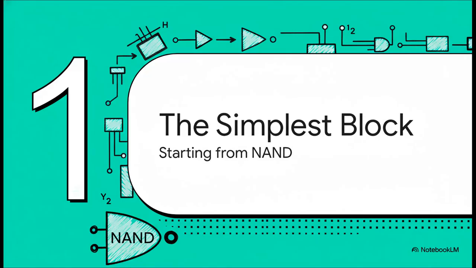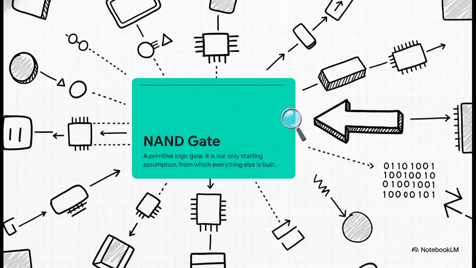We're starting at the very, very bottom. So for a second, just forget everything you know about processors or memory. We need to go even simpler than that, way more fundamental. Okay, say hello to the NAND gate. This little thing right here, this is our universe. It's our foundational atom. Think of it as just a tiny electronic switch. And here's the rule of the game. This is the only thing we're allowed to assume exists.